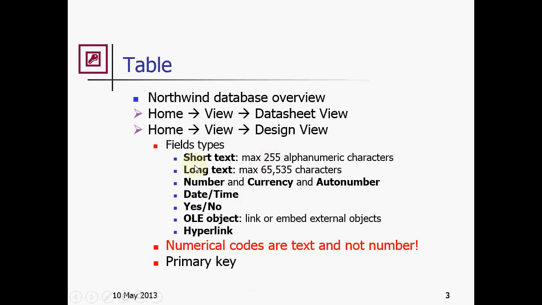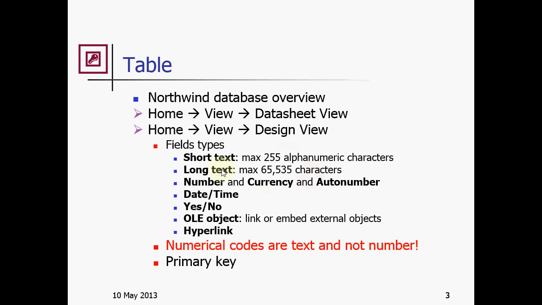So the field types can be short text. This means that your field contains text up to 255 alphanumeric characters. So it's good for names. It's not good for an entire essay. Long text, maximum 65,000 characters. So good also for not very long, honestly, text.